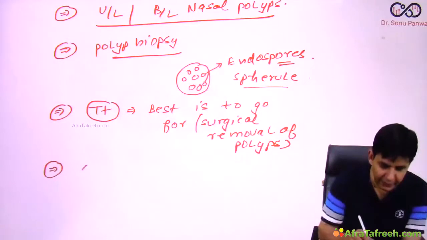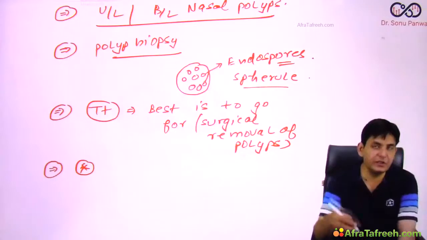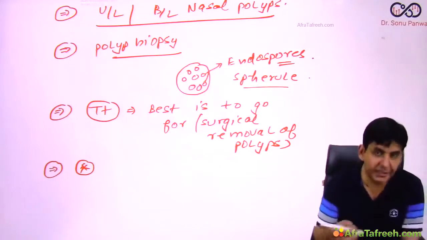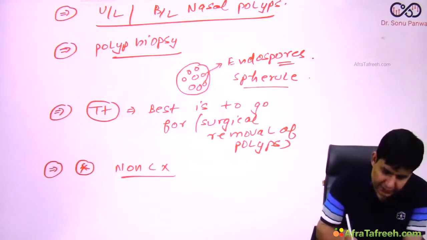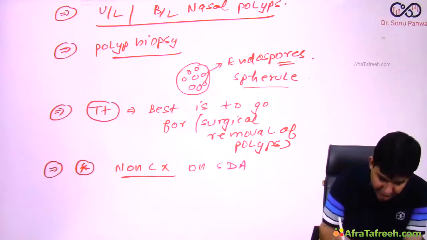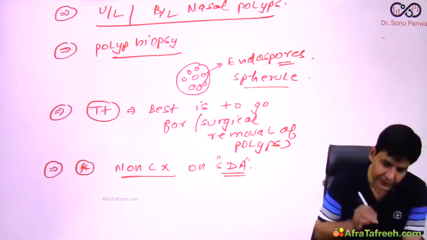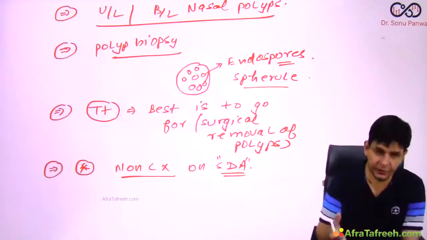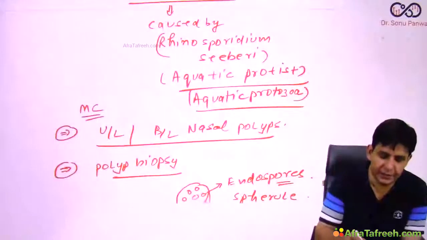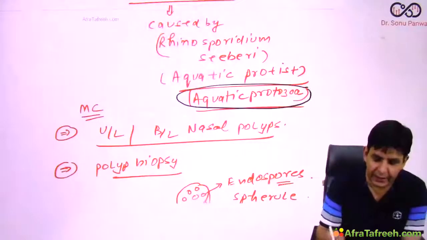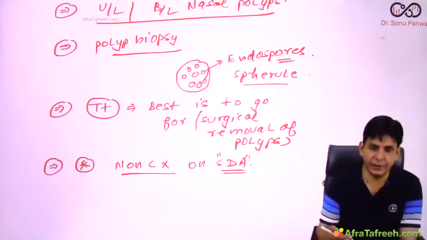And remember one important last point, why it is controversial, why it is not called a fungus. It shows the feature of spherule with endospores like a fungus, but still it is not called a fungus, because the main thing is it is non-culturable on the universal fungal culture medium SDA. This is the reason why we consider it a controversial one. But now that controversy is also over. It is termed as what? Aquatic protozoa. Okay, so remember guys, this is regarding rhinosporidiosis.